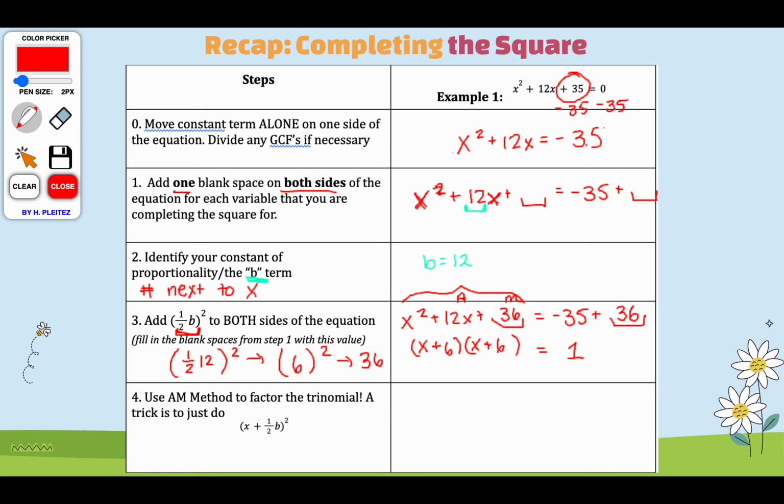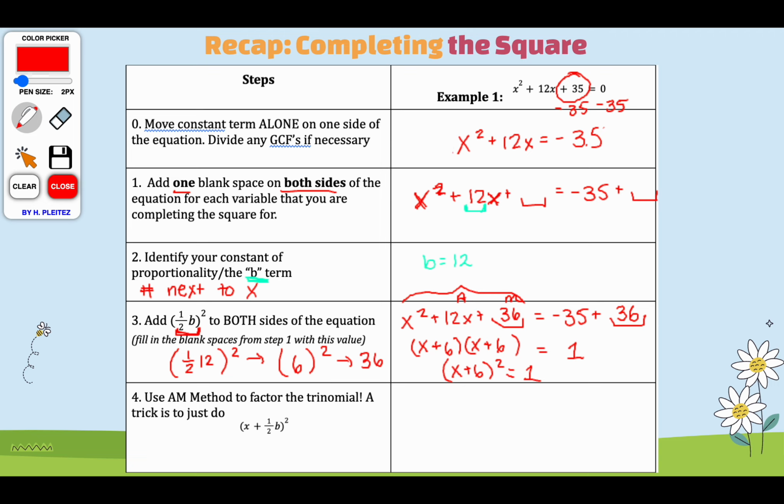Now, this isn't simplified enough, because remember, when you have the same thing multiplied by itself, you can simplify this to x plus 6 squared, right? And we still have equals 1 on the other side.